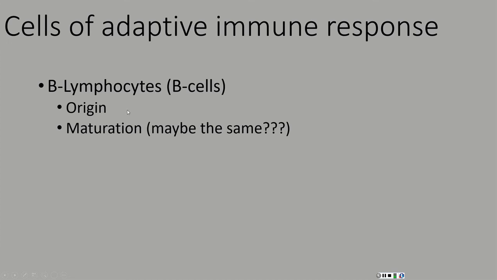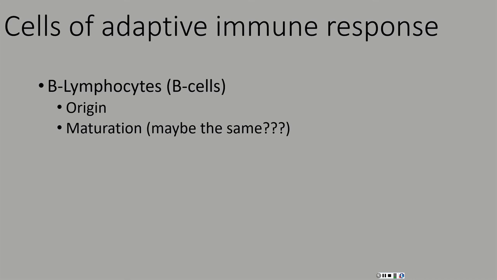But it remains in the red bone marrow where it's going to go through maturation. Now, B cell maturation, we don't know too much about. We believe it's pretty much the same as T cell, where it's going to pass through the positive and negative selection, the immunocompetence and self-tolerance testing. But we're not completely sure.